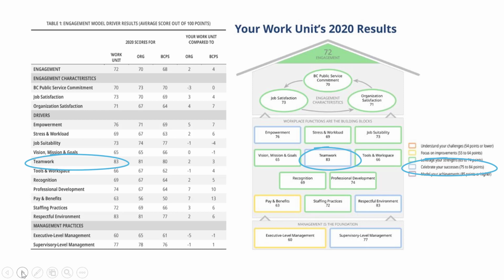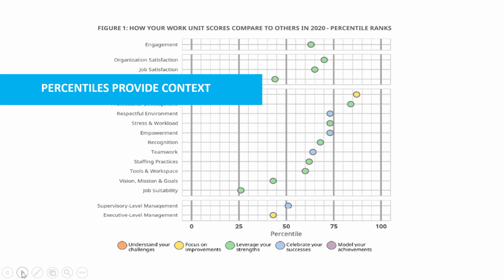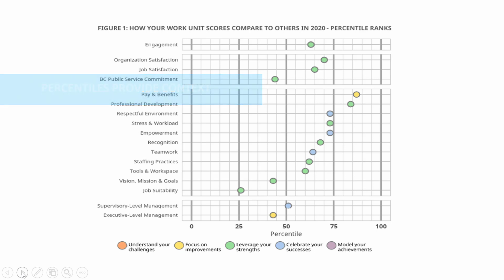However, driver scores don't tell you the whole story. Percentiles show you your work unit's relative performance. In other words, they give context to your average scores by showing how your work unit scores compare to all the other work units in the BC Public Service. Knowing where your scores stand in comparison to other work units can help you make decisions about your team's priorities.